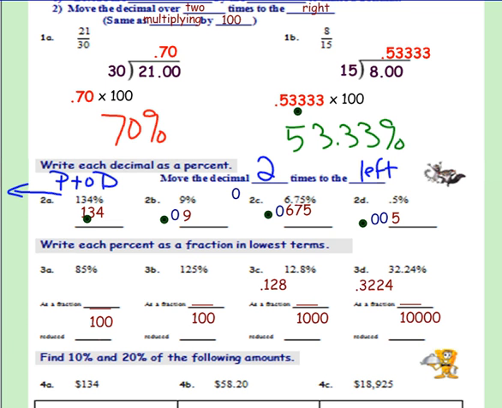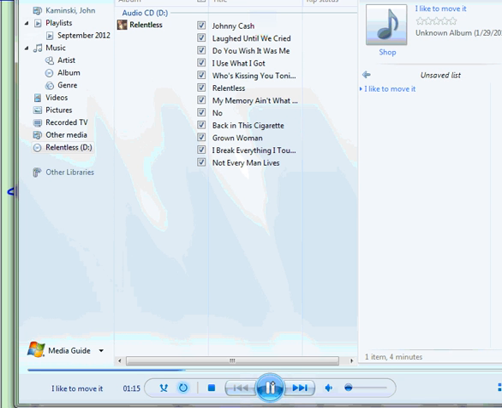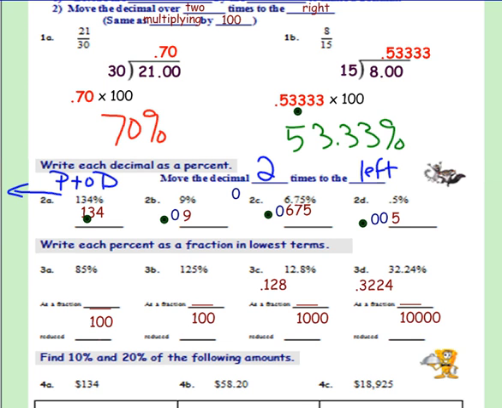So remember that song, move it, move it. Just always kind of think about them, moving it to the left on this one.